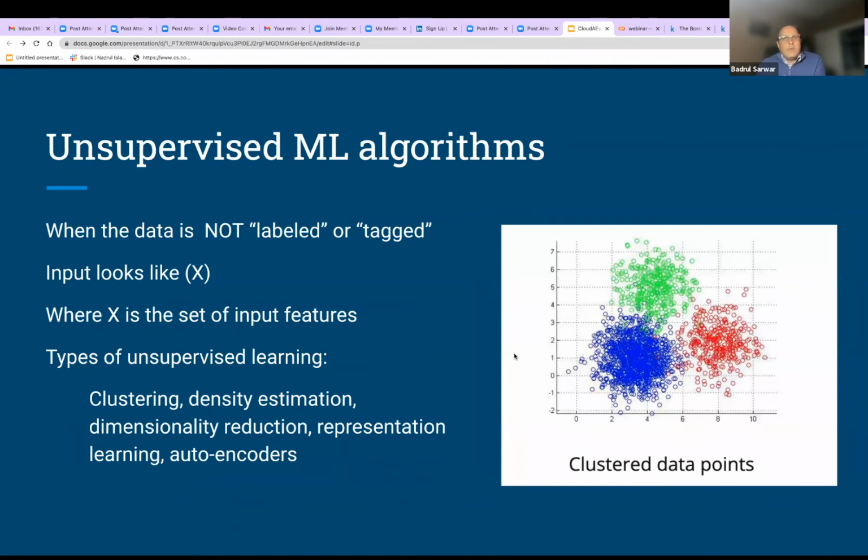On the other hand, unsupervised learning, as we said, is when the data set is not labeled or tagged, so the input is just features, and there are no labels associated with it. In this case, the algorithm that we can apply is some sort of clustering. So you cluster the data points based on some properties of them, like distance or other things that are given in these input features. Other things that we can do with this type of application are density estimation, dimensionality reduction, representation learning, and autoencoders in the deep learning domain.